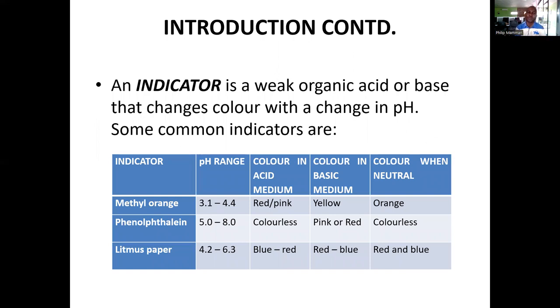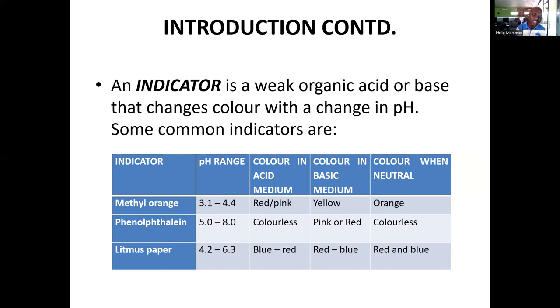When you go to the laboratory, you must have come across maybe methyl orange, phenolphthalein, litmus paper. They are all indicators. An indicator is a weak organic acid or base that changes color with a change in pH. Some common indicators include methyl orange. If you look at the range of methyl orange, it is within 3.1 to 4.4. When you put methyl orange in an acidic medium, the color is usually red or pink, depending on who is looking at the color. Actually, it's usually pink. And when you put it in a basic medium, it's usually yellow in color. But when neutral, methyl orange is orange in color, as the name implies.